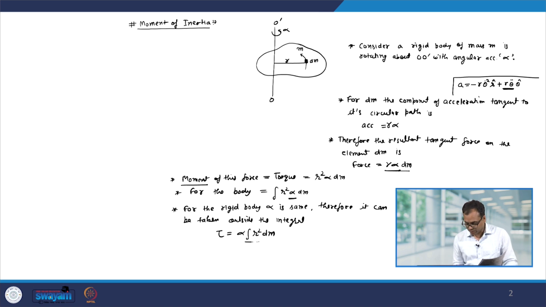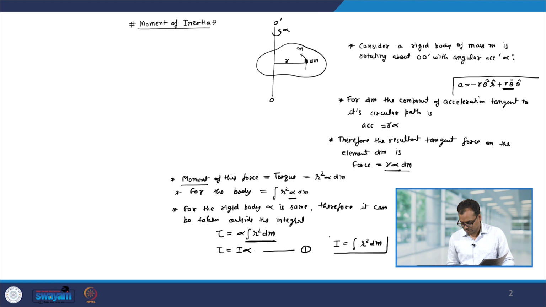Let me define this quantity, integral r square dm, as the moment of inertia I. So, tau becomes I times alpha. Let me call it equation number 1. Here note that I is integral r square dm. Let me compare it with F equal to ma, equation 2. This is the famous Newton's law.